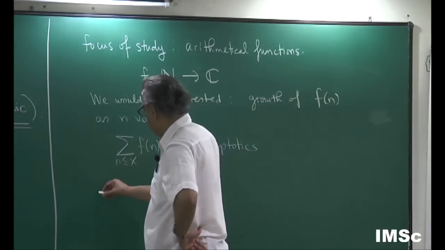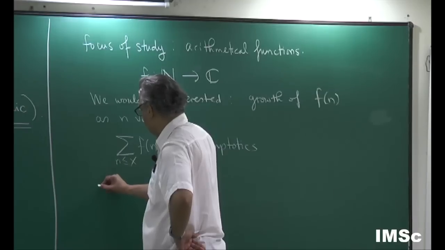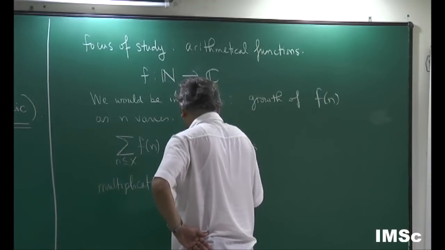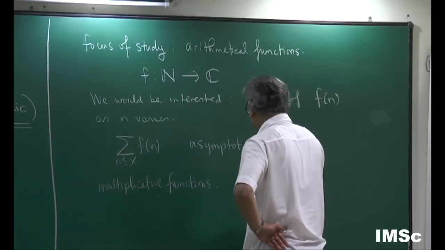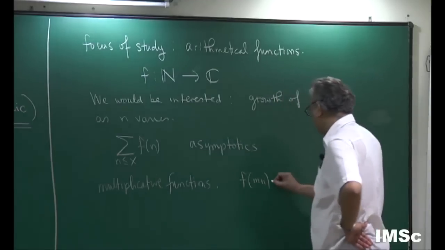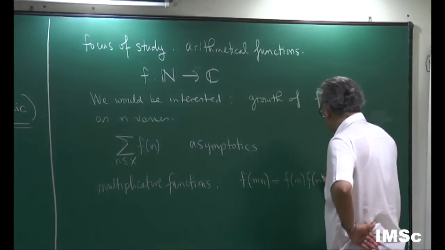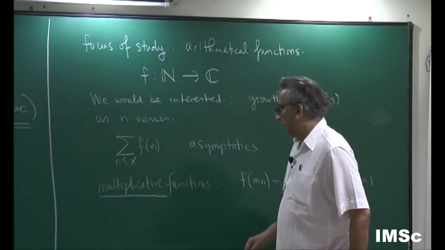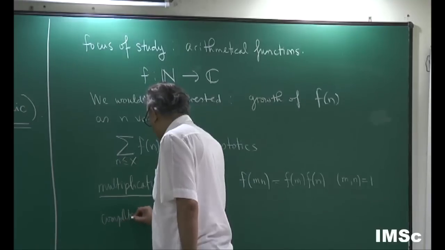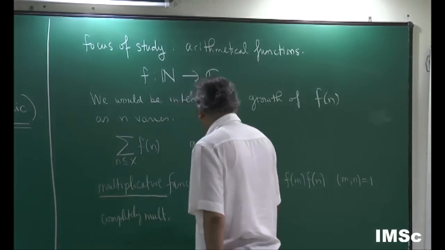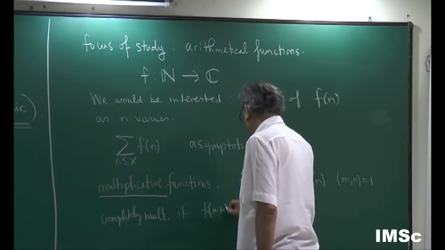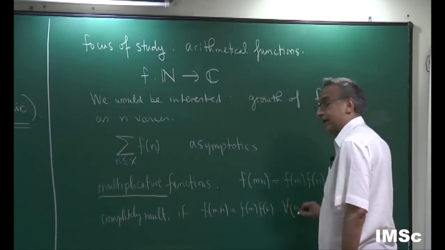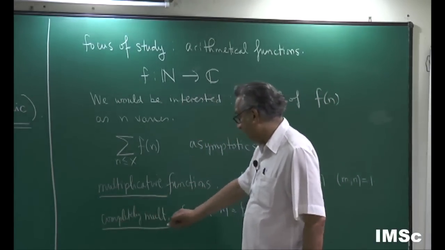In the class of arithmetical functions, of course, there are several types of functions. The most common, perhaps, that we will be looking at are multiplicative functions. These functions have the property that f of m n equals f of m times f of n whenever m and n are relatively prime; we say the function is multiplicative. We say the function is completely multiplicative if f of m n is equal to f of n times f of m for all m, n, whether they are coprime or not, it doesn't matter.